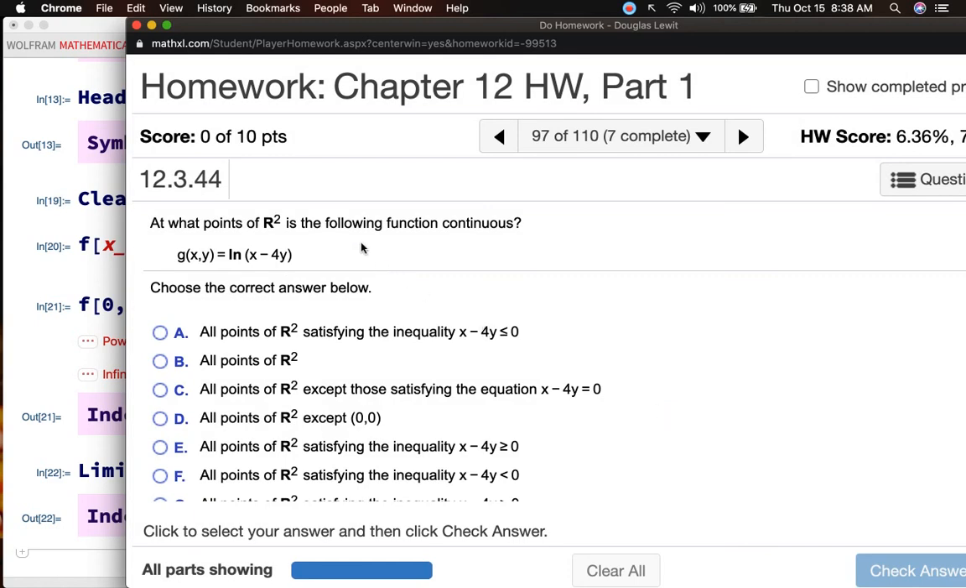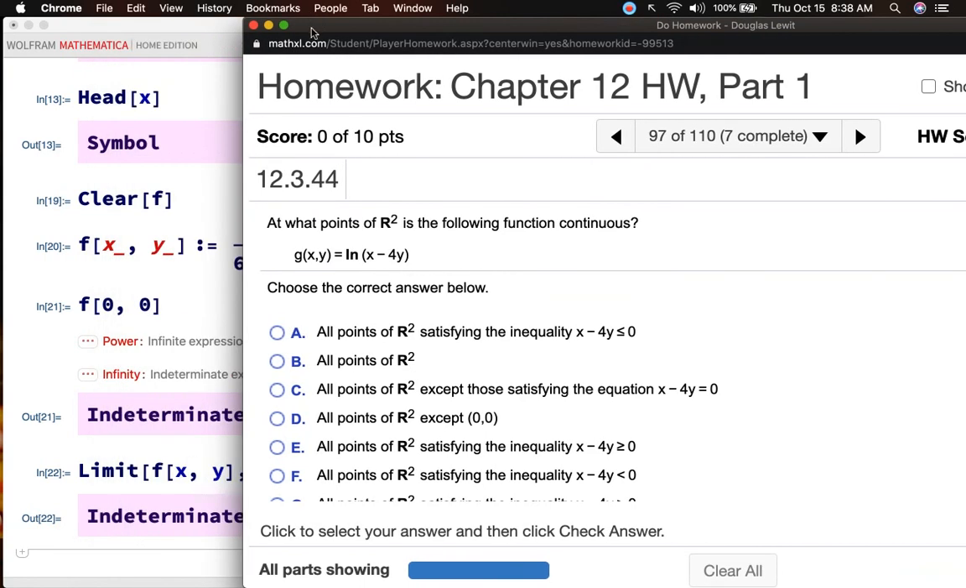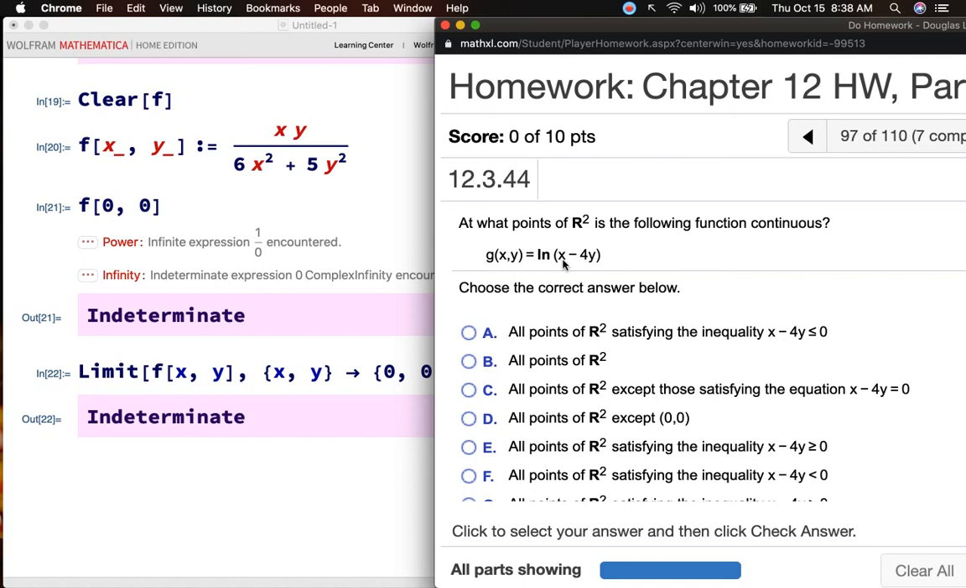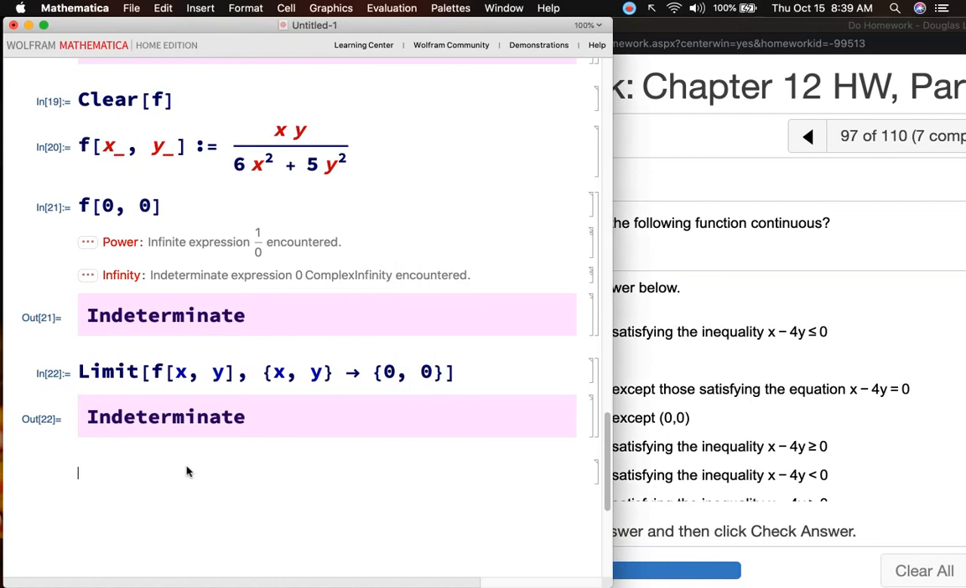At what points of R2 is the following function continuous? So here we have a log function. And by the way, just so that you understand, okay, the log function in Mathematica is capital L-O-G, not L-N. It is not L-N. I hope you're clear on that. Okay, so think about this. Can you take the natural log of 0 or a number less than 0? So the answer is no.